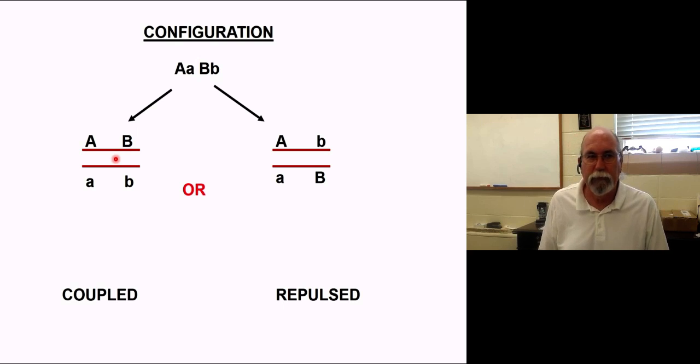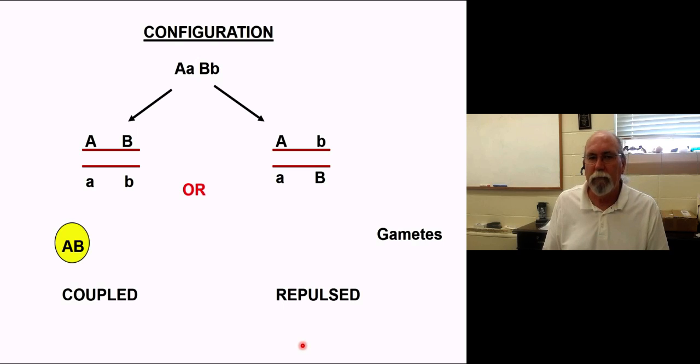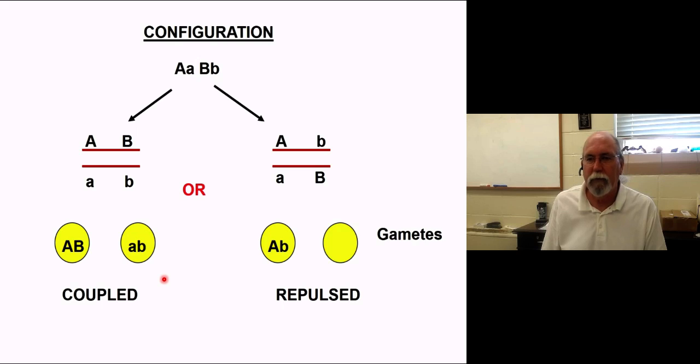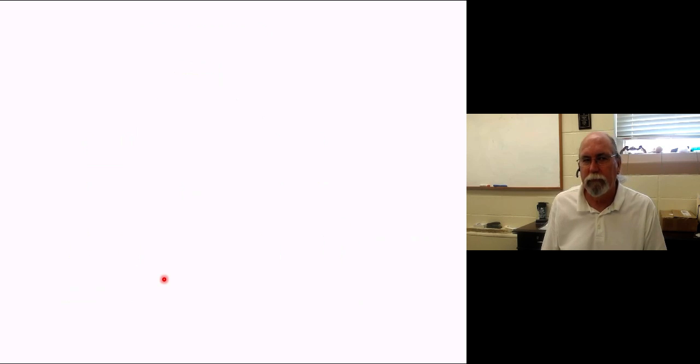I'll use coupled and repulsed. Now, what's important, though, is the gametes that you can get, assuming we've got complete linkage. This one can only make two types of gametes. It can make big A, big B, because there's no way to get a little b with that big A, because you can't have crossover or recombination. That's the only gametes you can get from coupled, and this is the only gamete types you can get from repulsed. All right, so this gives you coupled and repulsed.